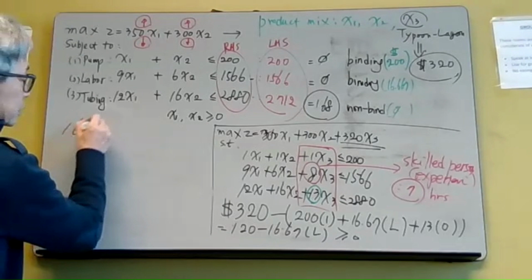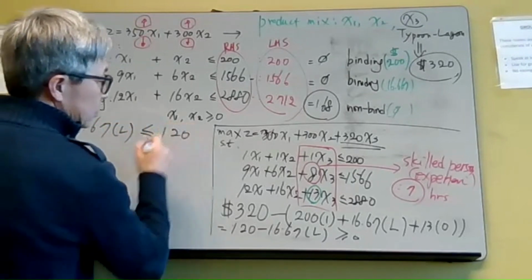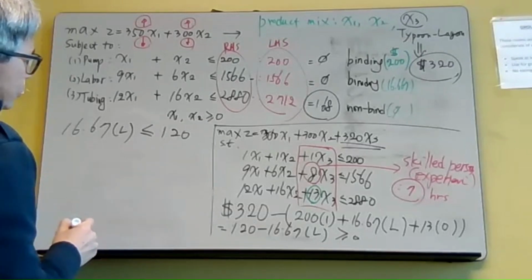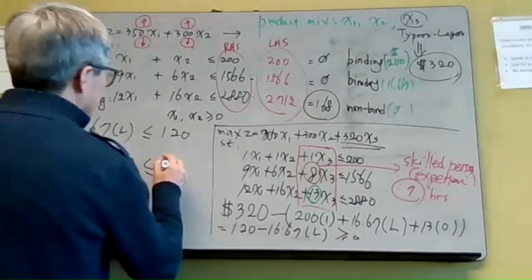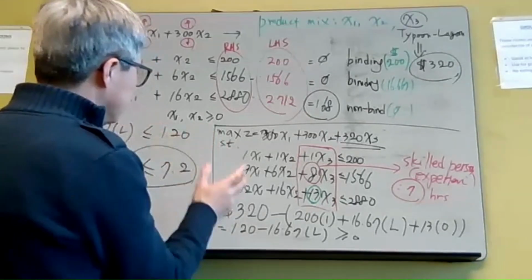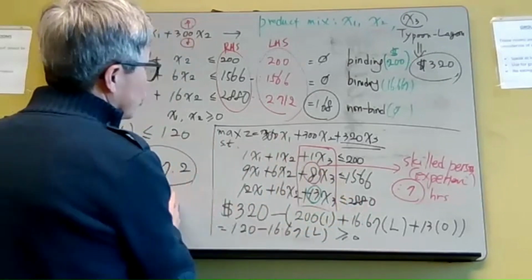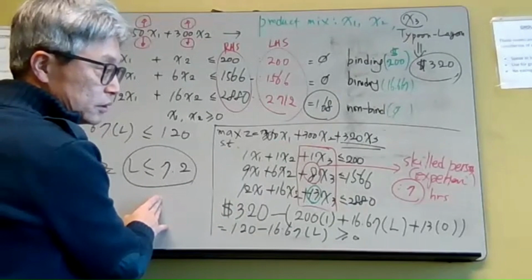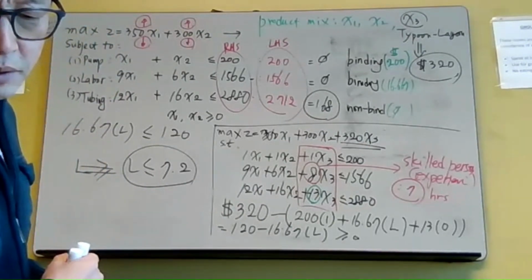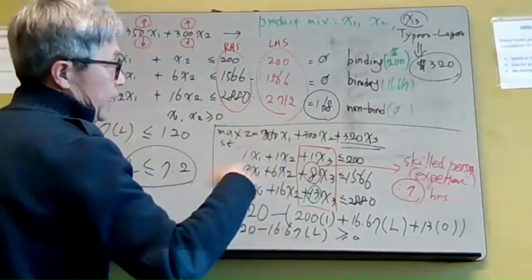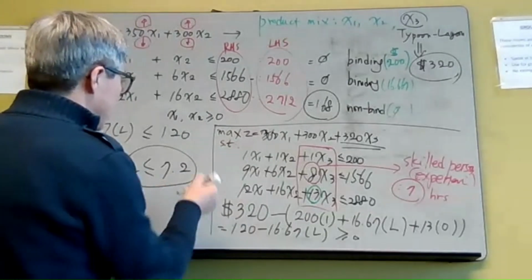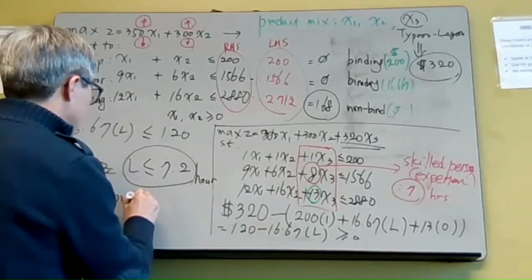Now, 16.67 L should be less than or equal to 120. L should be less than or equal to almost 7.2. 7.2. Yes. Thank you. You need to hire someone who can produce the product in less than 7.2 hours. Right? So at 7.2 hours, then maybe you can pay up to 16.667, or you should pay less than $16 per hour. So this is the labor hours to produce X3.